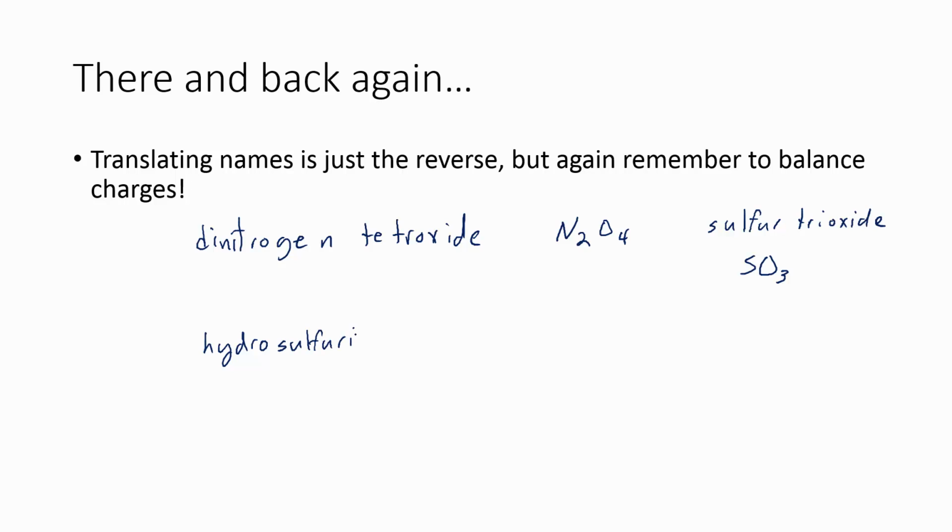Hydrosulfuric acid. Hydro, H. Hydro means this is not polyatomic. S is minus 2. H is plus 1. So therefore, 2 of these. That's hydrosulfuric acid, H2S.